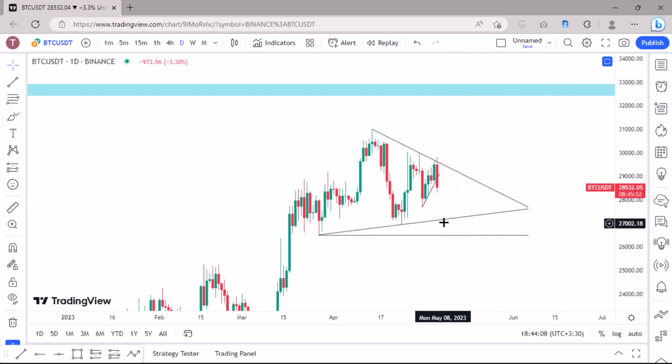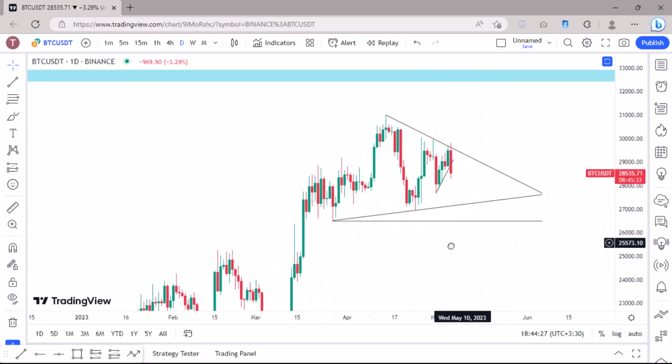Then if this trend line is broken to the downside and a daily candle closes below this, for second confirmation we should wait for this support to be broken too on the daily time frame. A candle close below this, then we can actually enter a sell position with more safety.